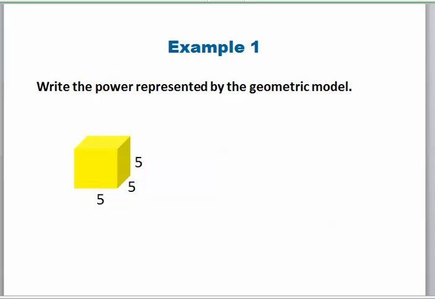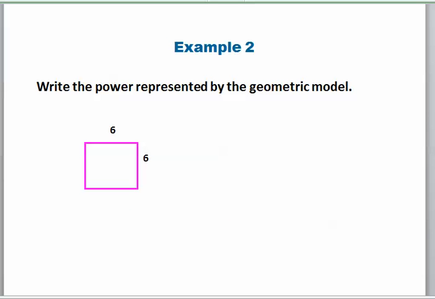So what we're going to do is write the power represented by the geometric model. This is a cube, so we're going to say it's 5 times 5 times 5, but we're going to represent it by a power, so we're going to say it's 5, that's my base, to the exponent of 3. In example number 2, I'm going to write the power represented by the geometric model. This is just an area problem, so I have 6 times 6. That would be written as a base of 6 to the second power because there were 2 6s.